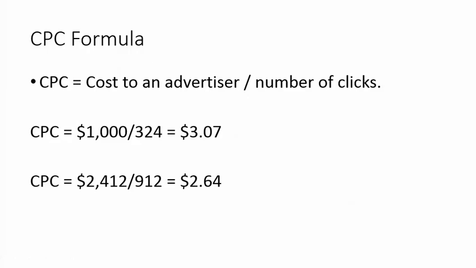So here's the formula to do this. Cost per click is your cost to the advertiser, or your advertising buy, divided by the number of clicks. And so one example is if we took $1,000 and we were able to get 324 clicks, we would be paying on average $3.07. And another example, $2,412 divided by 912 clicks equals $2.64.